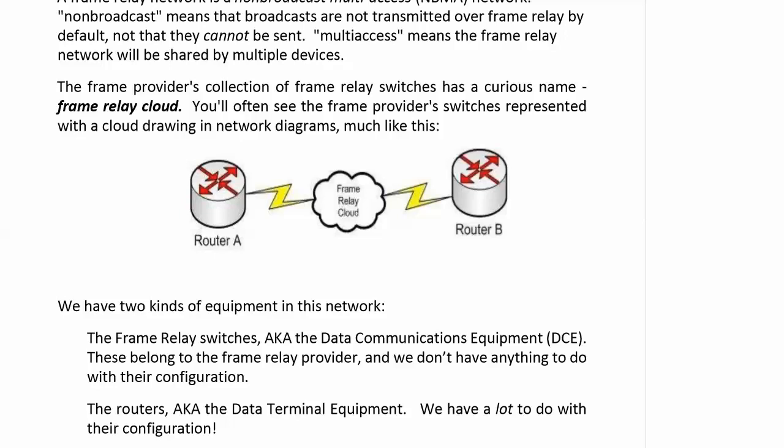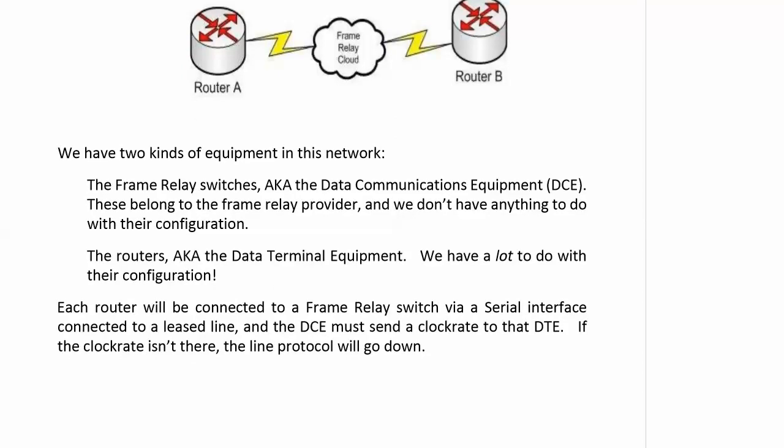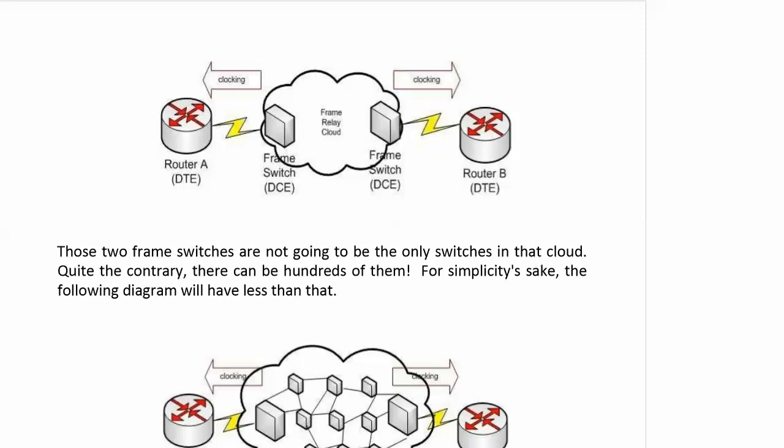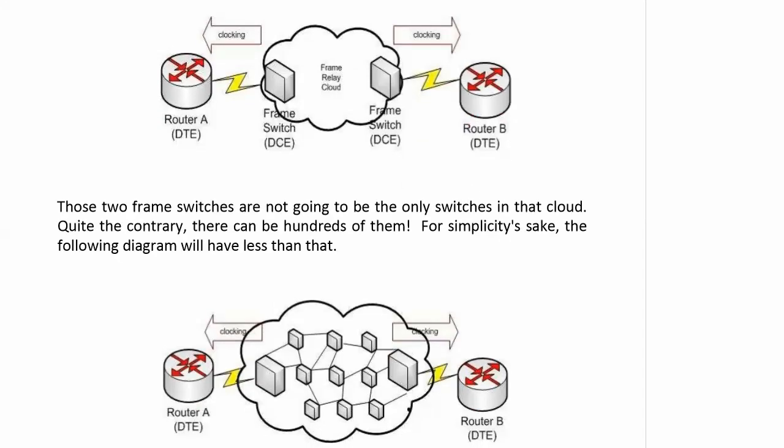their configuration. Now, each router is going to be communicating with a frame relay switch via a serial interface connected to a leased line, and the DCE must send a clock rate to that DTE. And we've already seen what happens when that doesn't happen. If the clock rate isn't there, the line protocol is going to go down. Your DCE always has to supply a clock rate to the DTE.